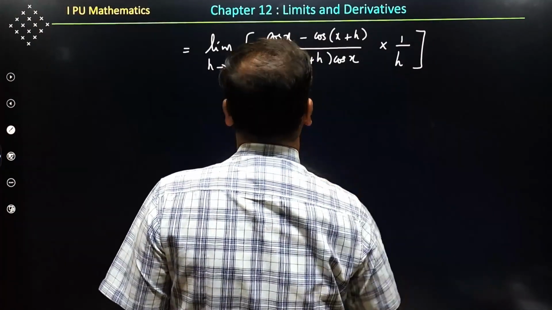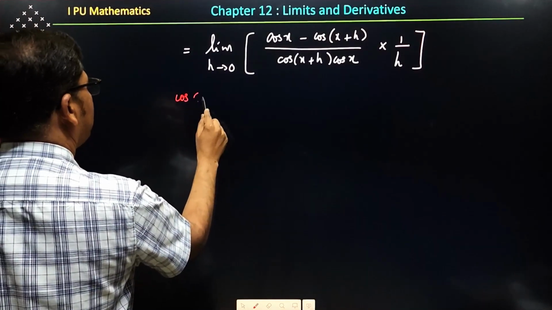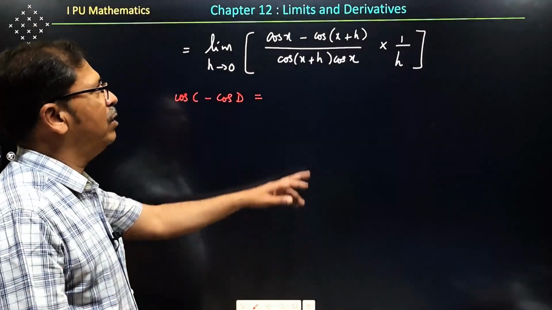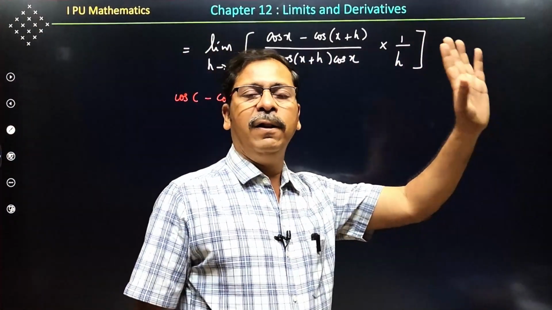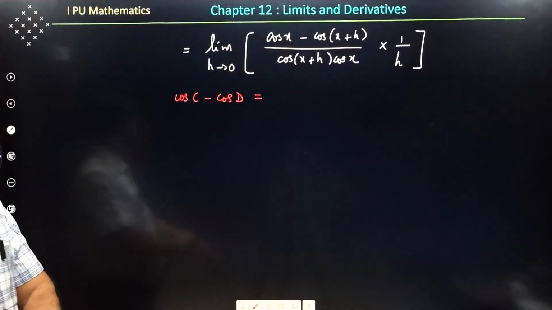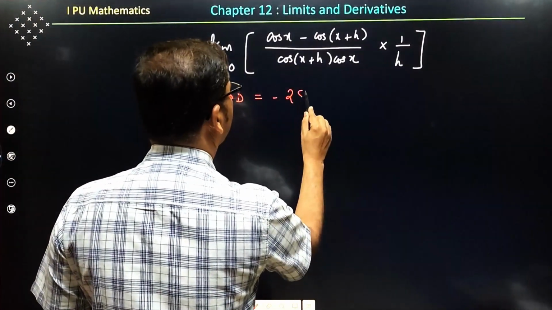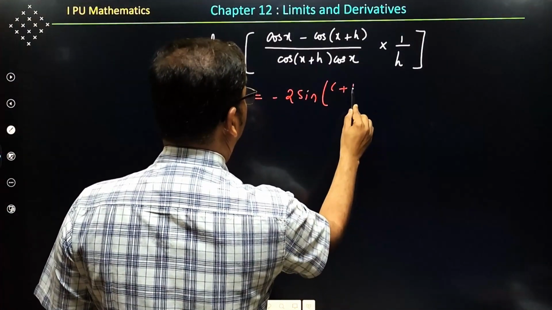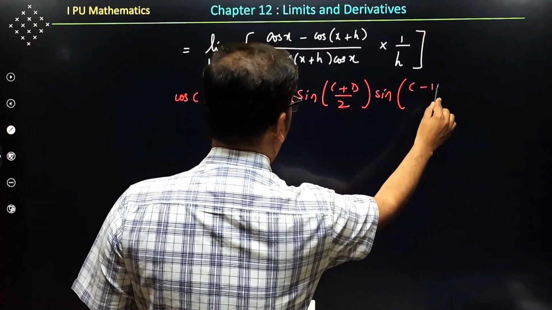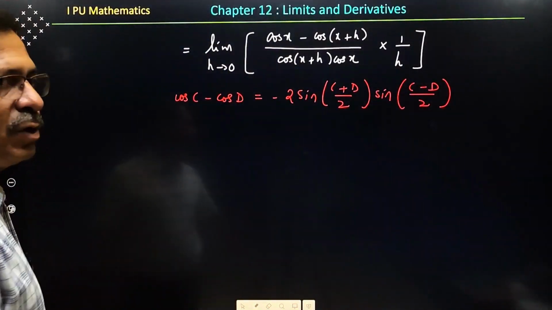Now you recall the formula cos c minus cos d. What is the formula for cos c minus cos d? The numerator cos x minus cos of x plus h is there now. For that you need to apply cos c minus cos d. Come on, tell me the cos c minus cos d formula. Minus 2 sin of c plus d by 2. Very good. Sin c plus d divided by 2 into again sin of c minus d divided by 2. So this is the formula. Let us use this formula here.